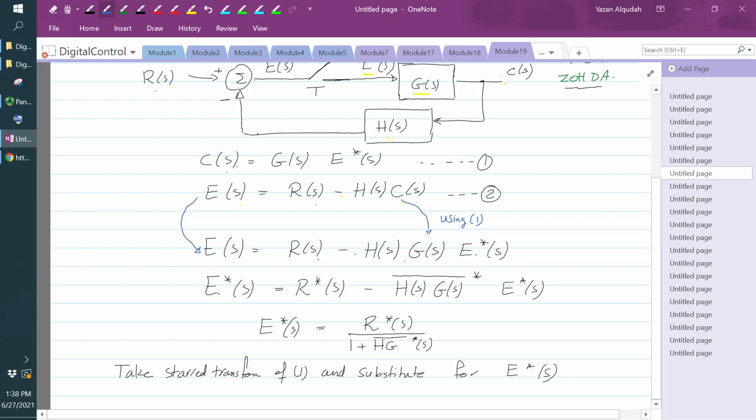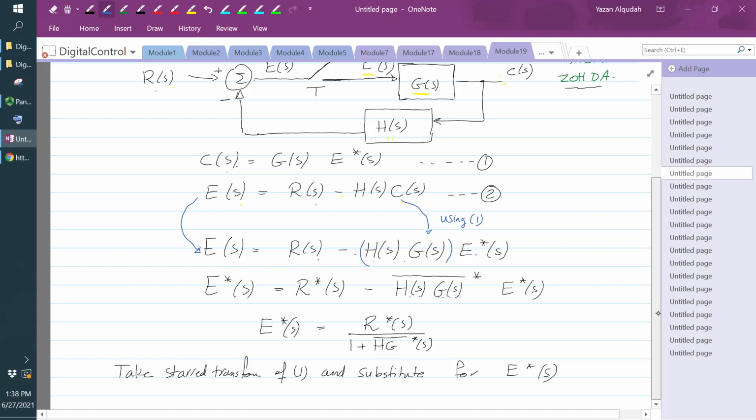I'm going to get E star equal to R star minus, if I star this term here, this has a star in it, so I can separate it from the other terms, but these two terms have to be multiplied together and then have to be starred. So I'm going to have H of S multiplied by G of S starred multiplied by E star.